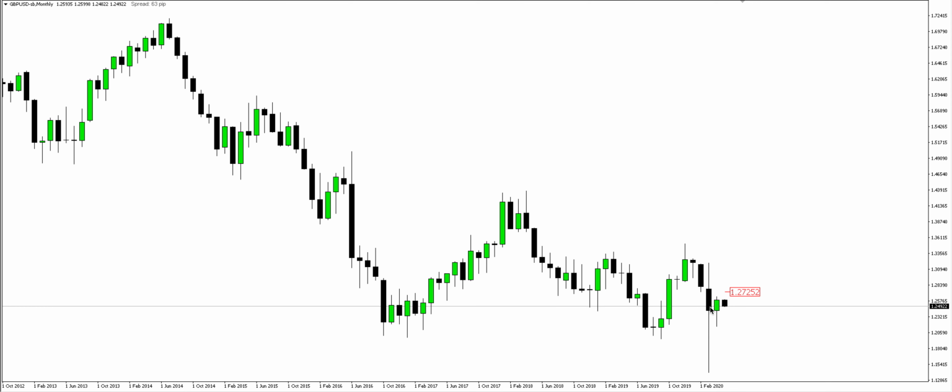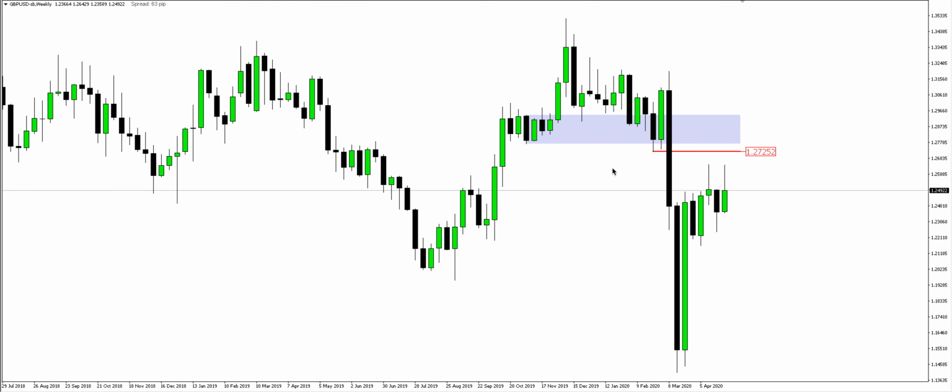So we've got a nice drop here. Obviously this is coronavirus related, and then we're kind of going sideways within this range now. So going forward into this week, we have a level up here that I've made a note of at 127.25, which is where I believe price is going to run up to.